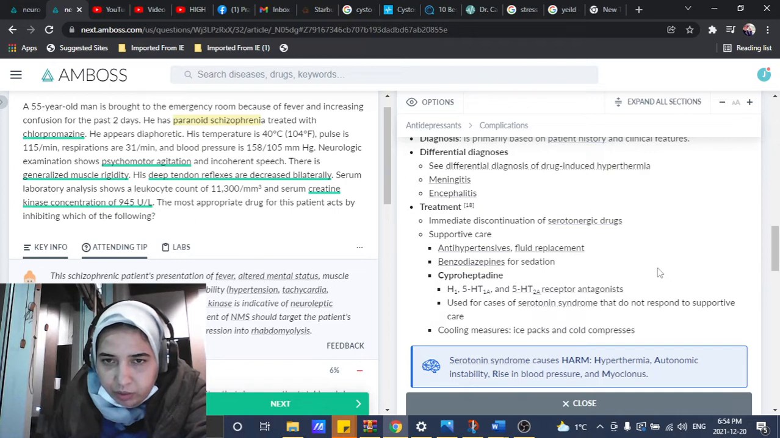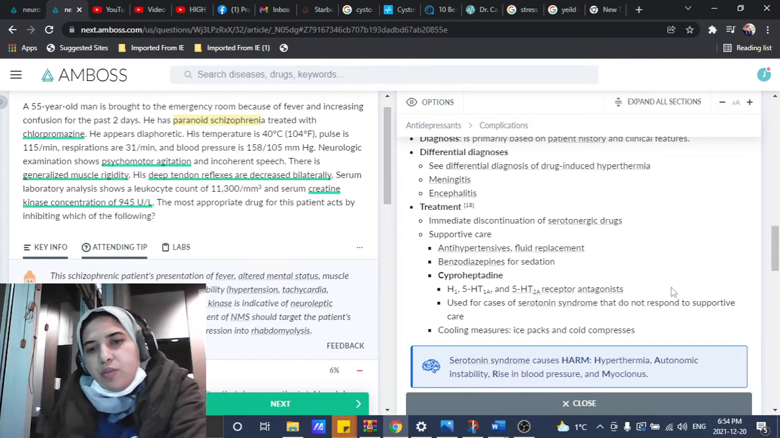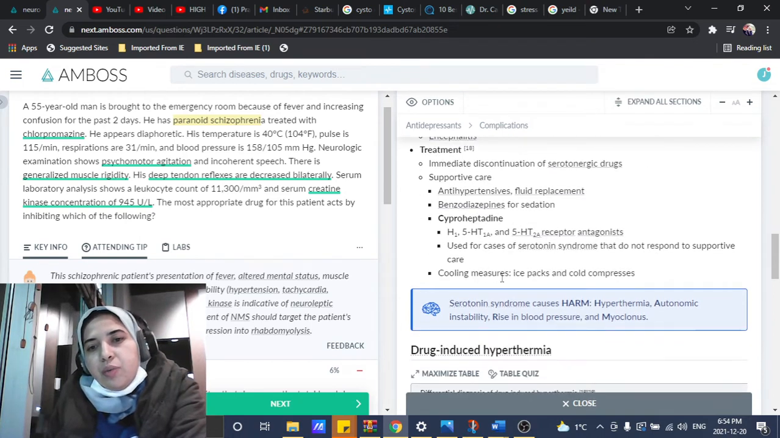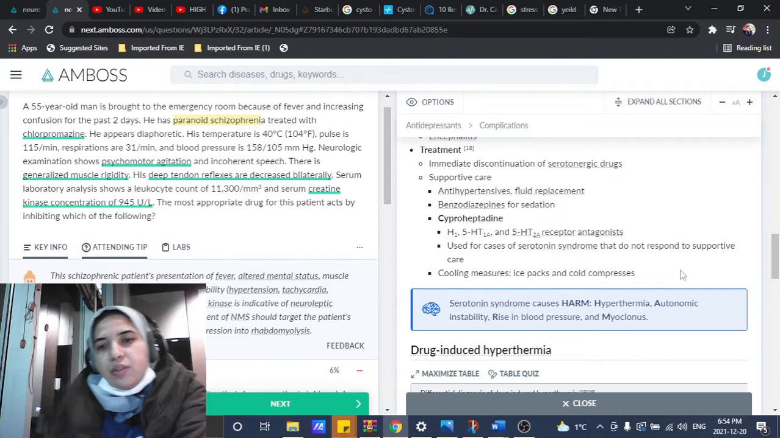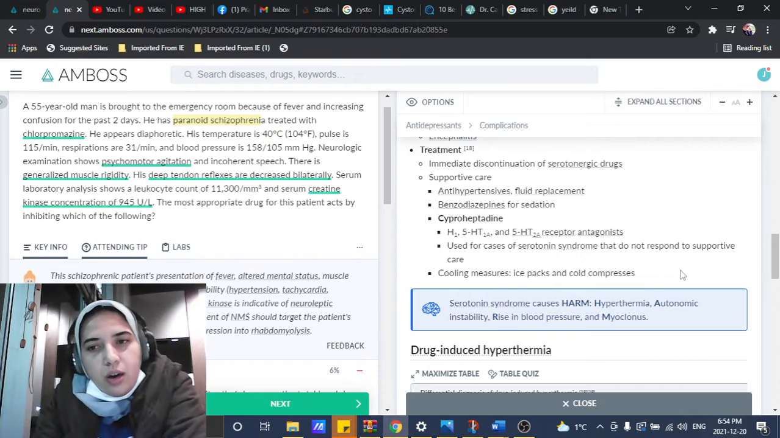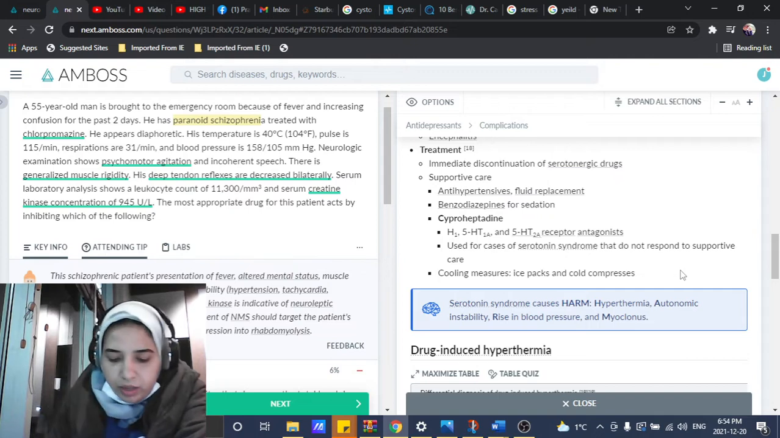And it works on what receptors? It says H1 and serotonin receptors 1 and 2. So it's used for cases of serotonin syndrome that do not respond to supportive care, cooling measures, ice packs, and compresses. So serotonin syndrome causes HARM: hyperthermia, autonomic instability, rise of blood pressure, and myoclonus. I really like that, so I'm just going to write that down. Harm, hyperthermia. A is autonomic instability.